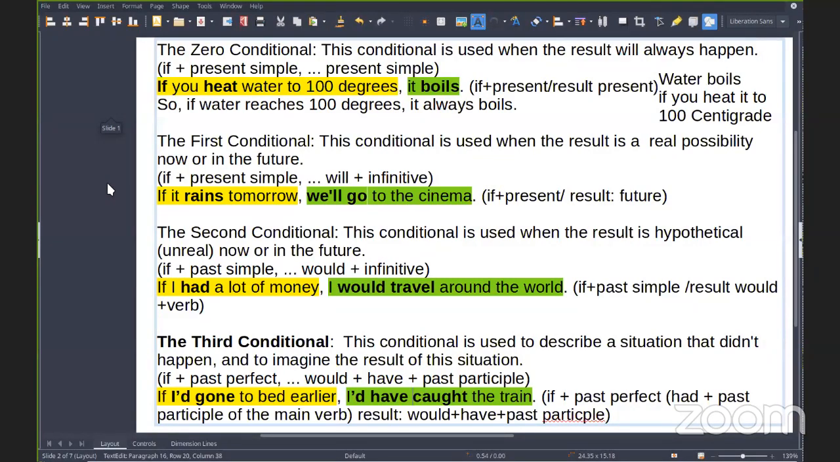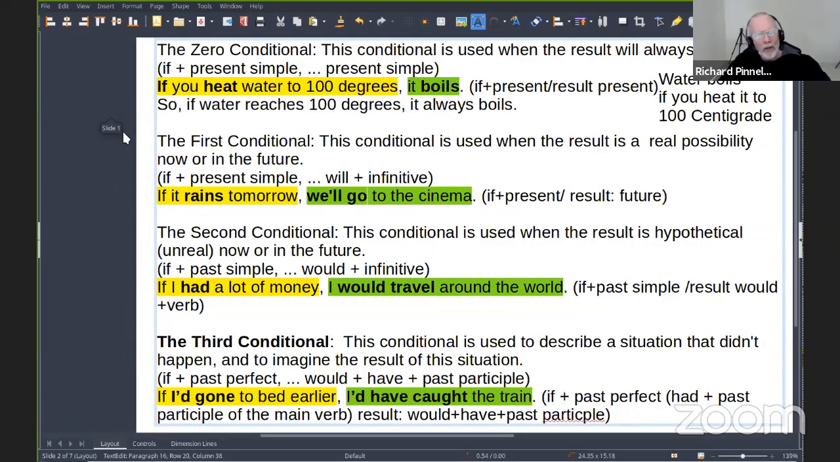Are these the only three conditionals? Or, well, there are more? Yeah, there's also mixed conditionals. I'm going to deal with those in a minute. These are the four main ones, but we also have mixed ones. Mixed ones are with a hypothetical situation now and a result in the past, or a hypothetical situation in the past with a result now. In a minute, I'll cover those.